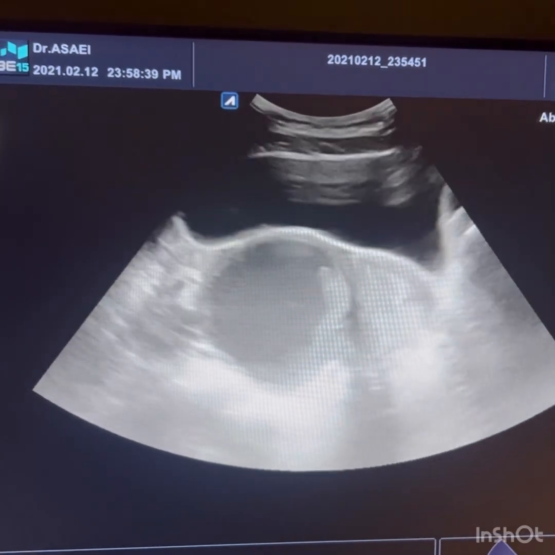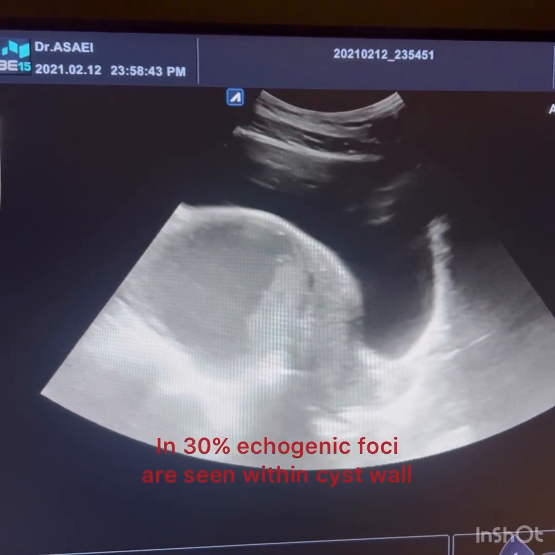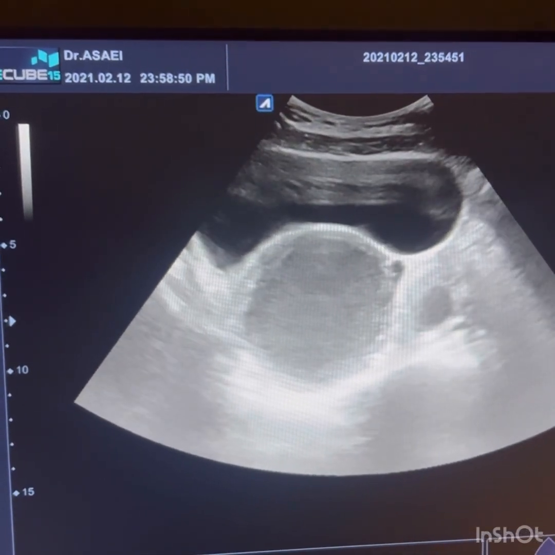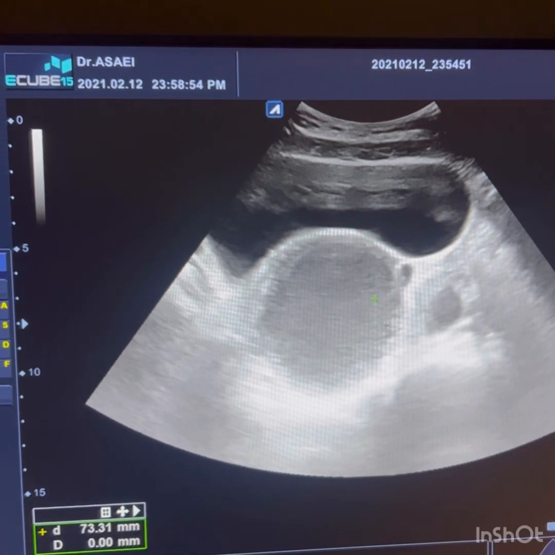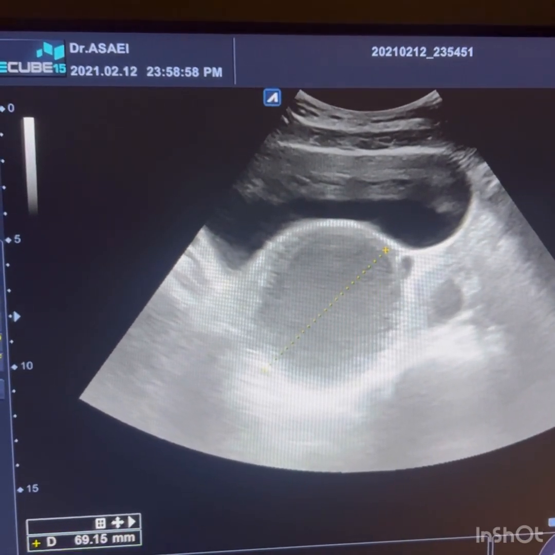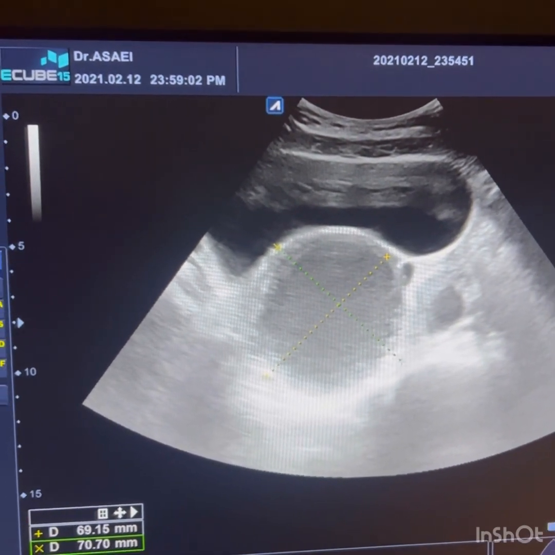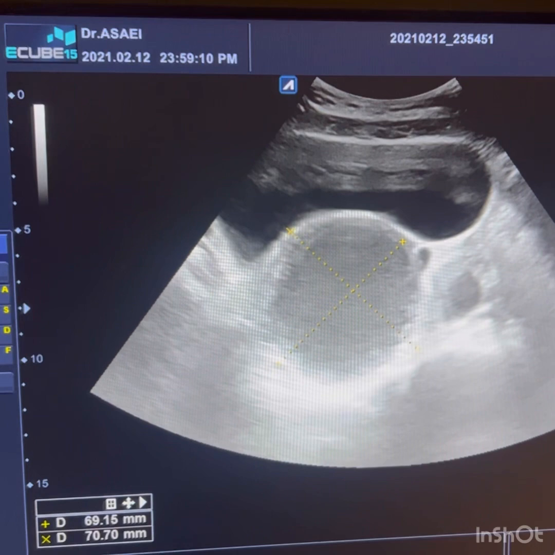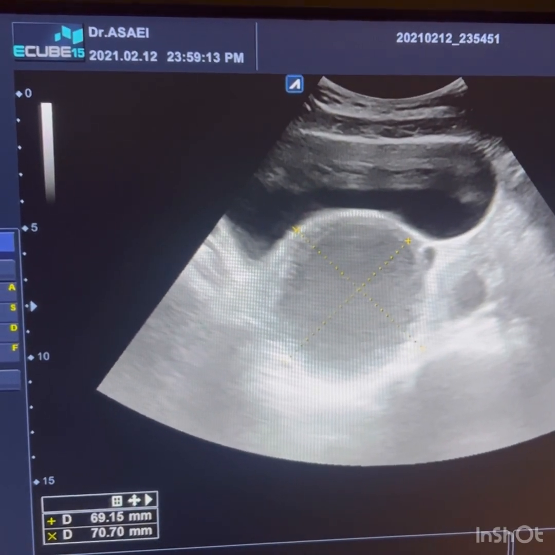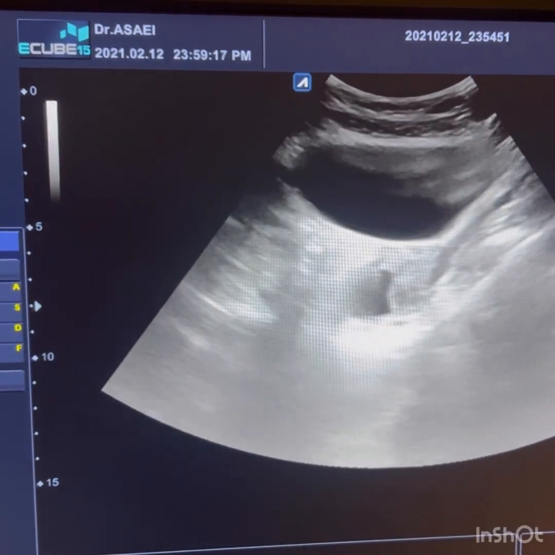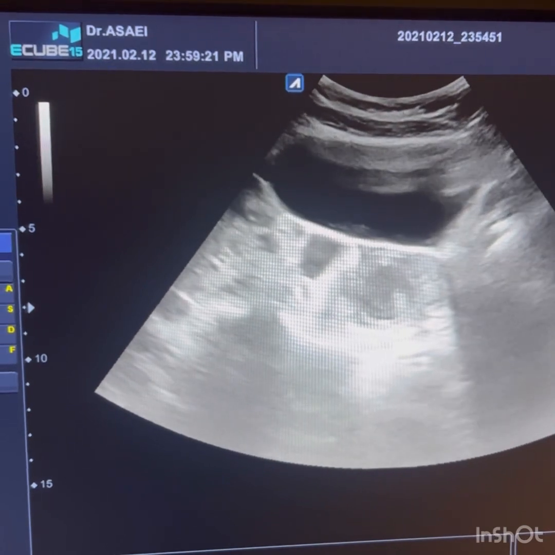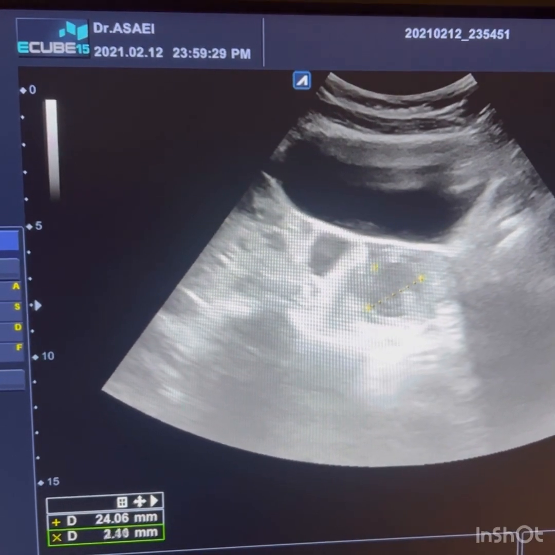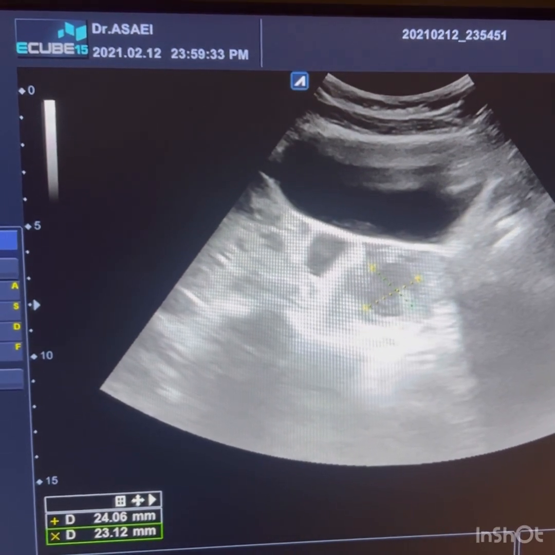Here is another patient with endometrioma. In 30% of patients with endometrioma, echogenic foci may be seen inside the walls. In this patient, the endometrioma is about 7 centimeters. A smaller endometrioma with echogenic particle adjacent to the wall of the cyst is also seen in left ovary, which is measuring about 2 centimeters.